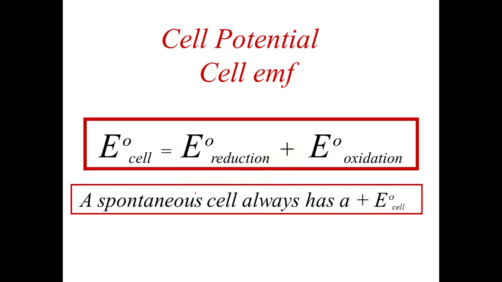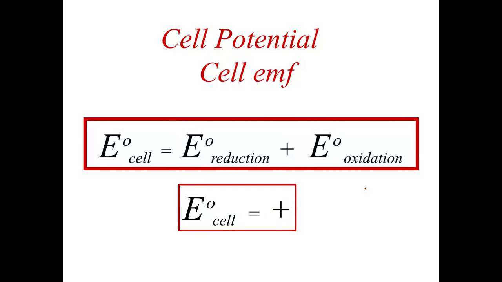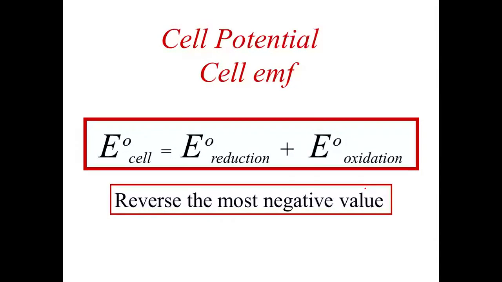But a spontaneous cell, and again, here's your good old spontaneity from thermodynamics, always has a positive cell voltage. And all batteries are going to run in the direction where they are spontaneous. If you hook up two different metals in their solutions, electrons will flow from one to the other. They will flow from the more reactive metal to the less reactive metal. They will always run to get a positive cell voltage. In order to get a positive cell voltage, you're going to have to reverse the most negative value. What you're doing is flipping that reaction.